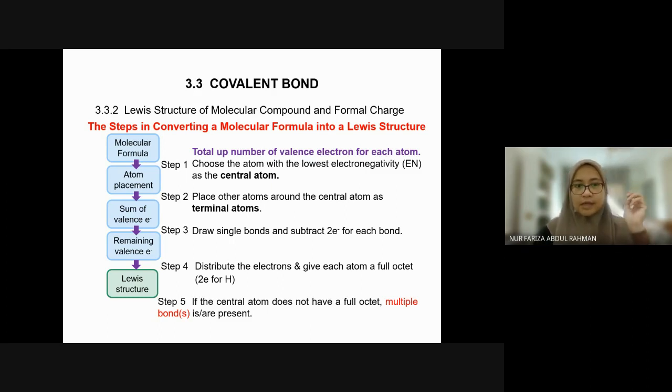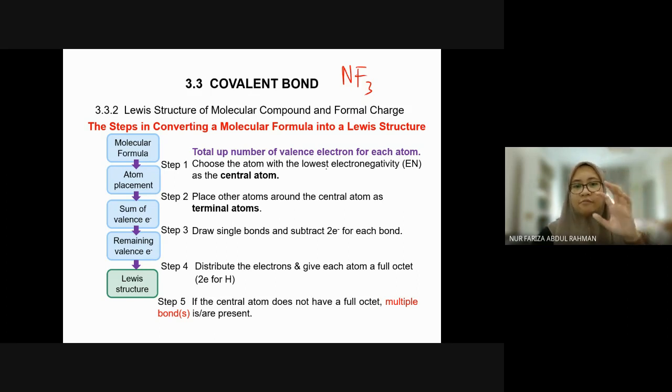Okay, step 1, you have to total up the number of valence electron for each atom. Okay, let's say dia bagi tadi apa, NF3 just now kan. Okay, so soalan tanya, draw the Lewis structure for NF3. Bila draw the Lewis structure, that means you have to have all the electron visible. Okay, kena tunjuk each of the electron in the molecule. So we're going to start with, you have to total up the nitrogen, fluorine, we have 3 fluorine, so total up all the valence electron.